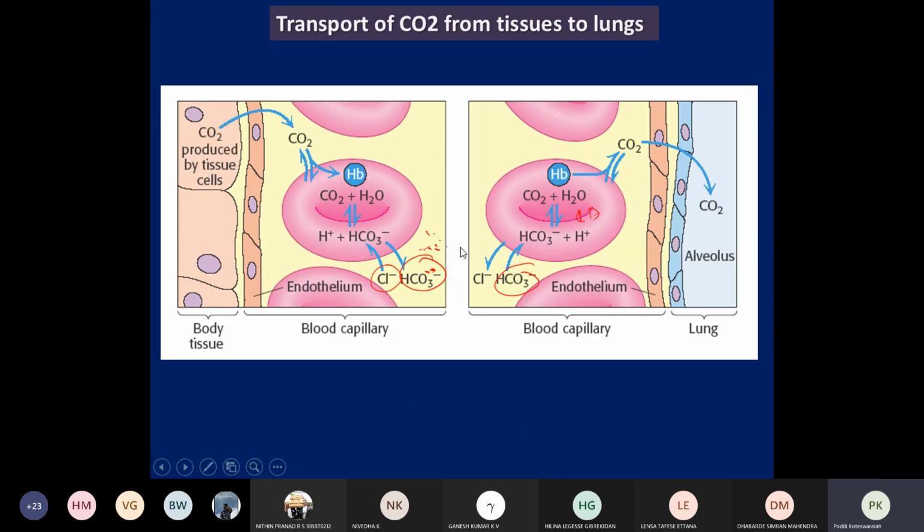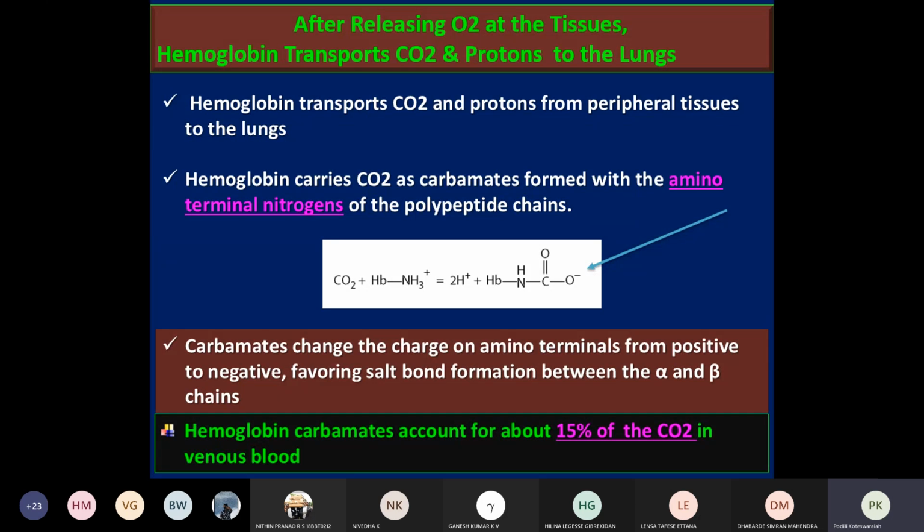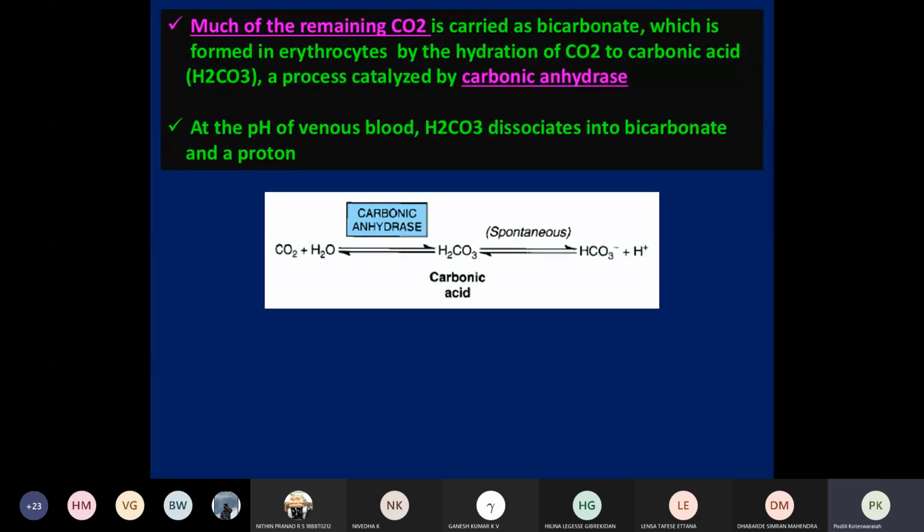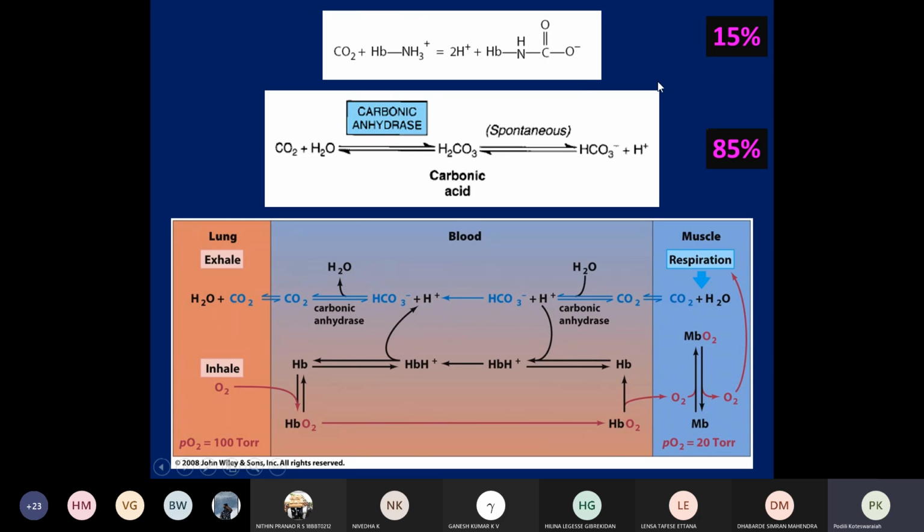And now, once the hemoglobin releases the oxygen at the tissues, as I already said, it also transports carbon dioxide back to the lungs from the tissues, mainly in two ways. 15% of the carbon dioxide that is produced is transported in the form of carbamate, and 85% of the carbon dioxide is transported in the form of bicarbonate. As I already said, bicarbonate is the product that is formed when the carbon dioxide is hydrated by the carbonic anhydrase enzyme.